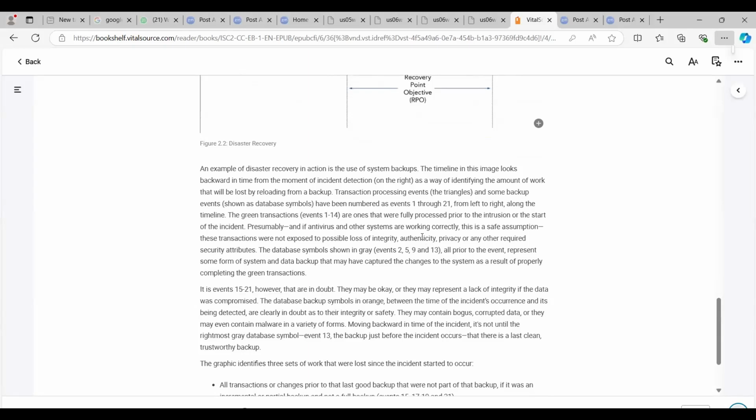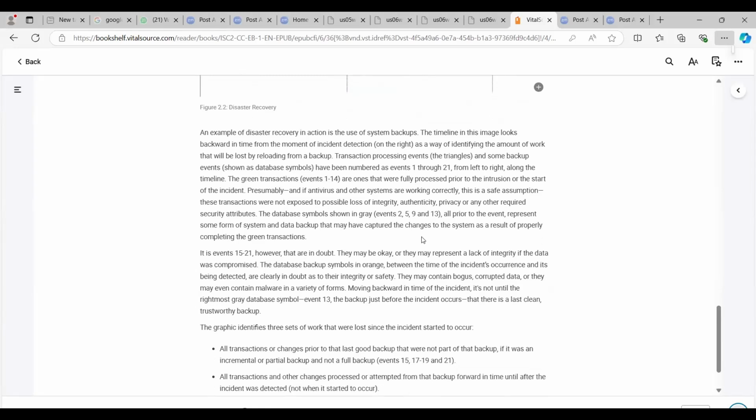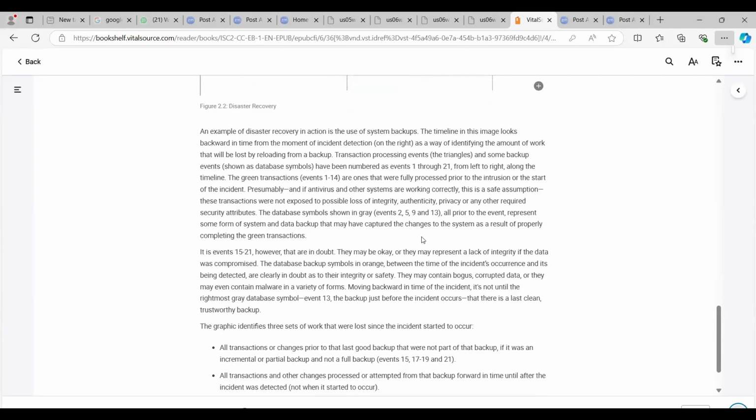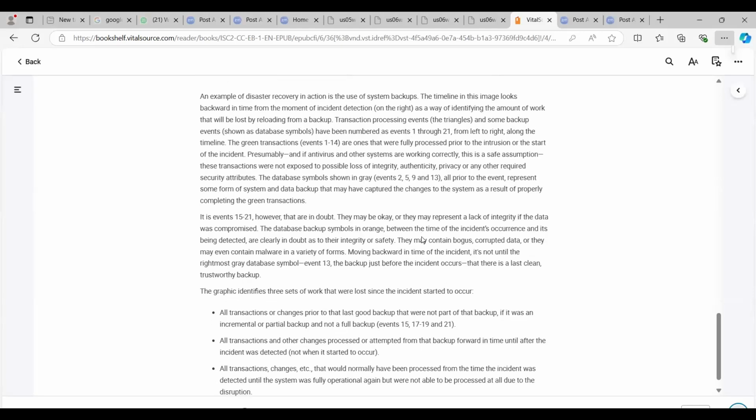They may be okay, or they may represent a lack of integrity if the data was compromised. The database backup symbol in orange between the time of the incident occurrence and its being detected are clearly in doubt as to their integrity or safety. They are not sure if they've been compromised or changed. So they may contain bogus, corrupted data, or they may even contain malware in a variety of forms. So moving backward in time.